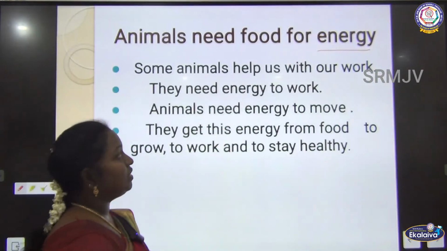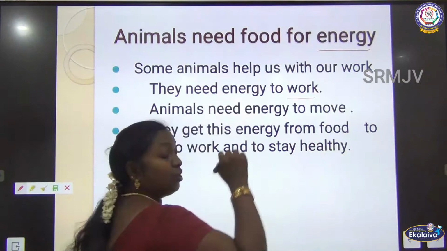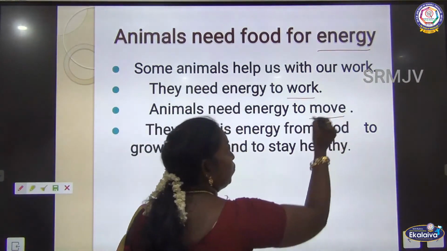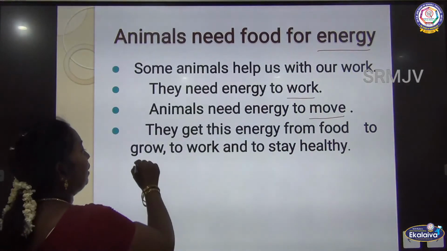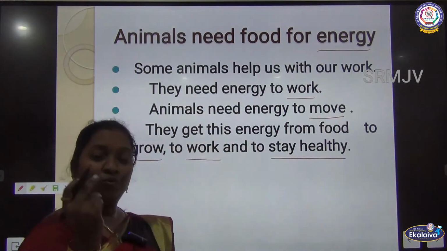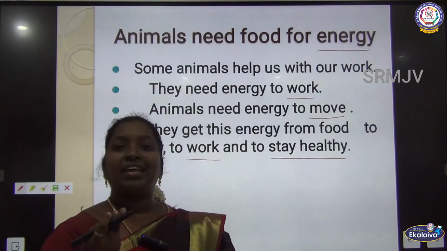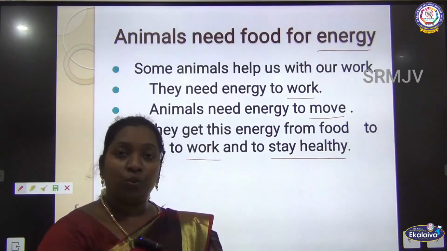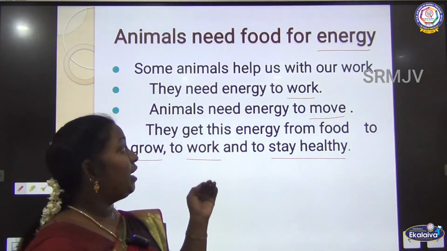When it has energy, it can do work. What is the work it can do? It can move. Along with that, it can grow, it can do work, it can stay healthy. So from food, it can get the energy. When it has the energy, it can do the work. What is the work? It can move.